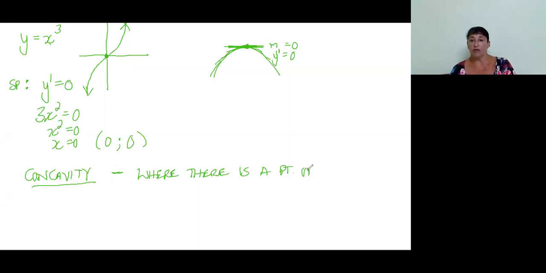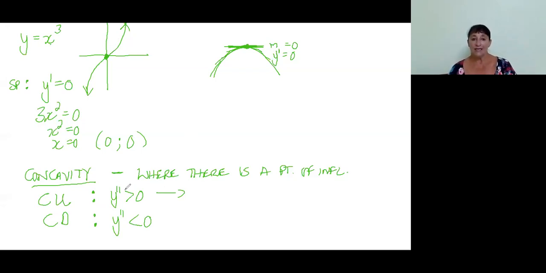A point of inflection. We'll find the formula just now for the point of inflection, but concavity happens where there is a point of inflection. And we get concave up and we get concave down. Now, in order to find where a graph is concave up, it is where the second derivative is greater than 0. And it is concave down where the second derivative is less than 0.